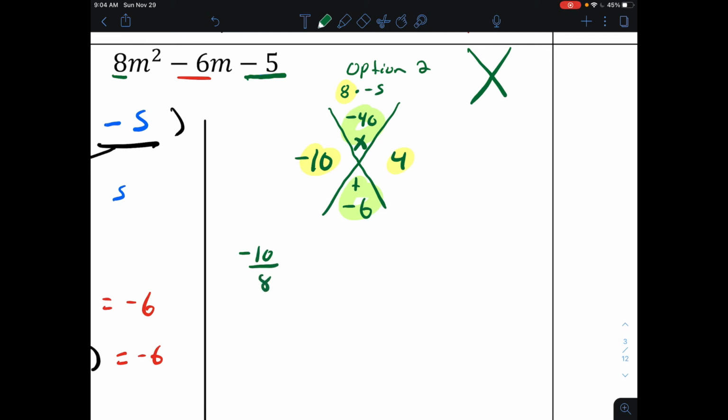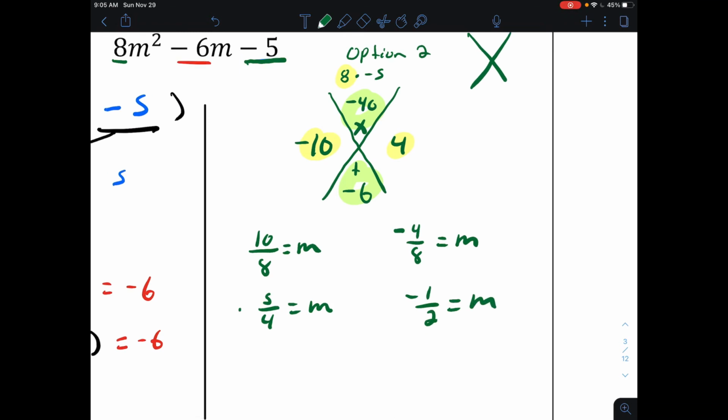So I got negative 10 over 8, and I got 4 over 8. Now you also have to change the sign so that 4 becomes negative and that 10 becomes positive. We set them equal to m, and then we reduce our fraction. So 10 over 8 becomes 5 over 4, and negative 4 over 8 becomes negative 1 over 2. Now that they're reduced, we're going to multiply by the denominators.